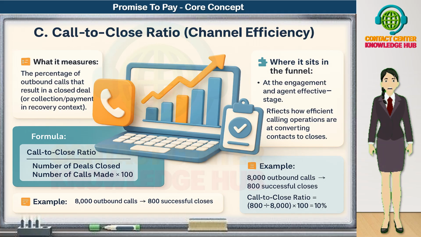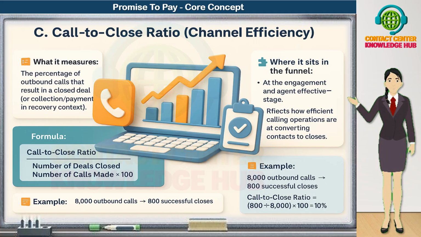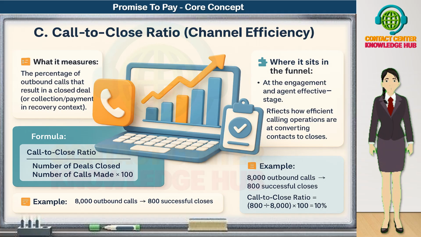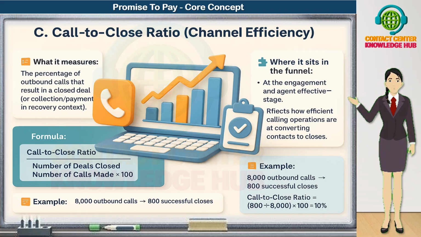Where it sits in the funnel? This metric operates at the engagement stage, where agent effectiveness, contact strategy, and channel efficiency intersect. It reflects how well your outbound calls are converting into real, measurable outcomes.